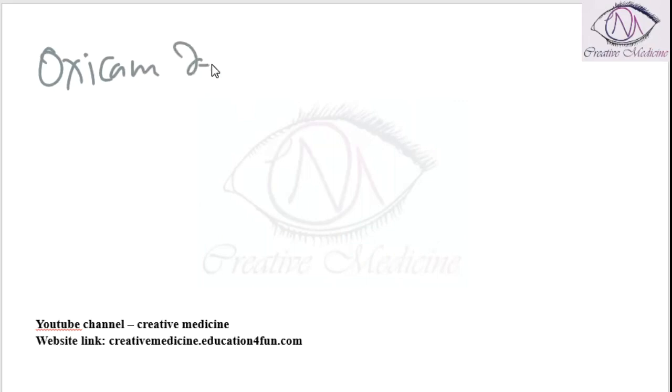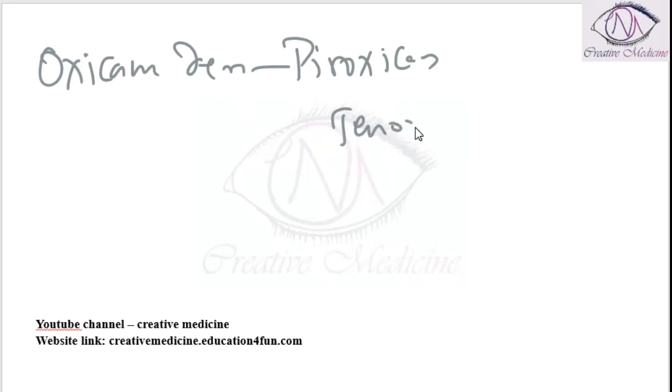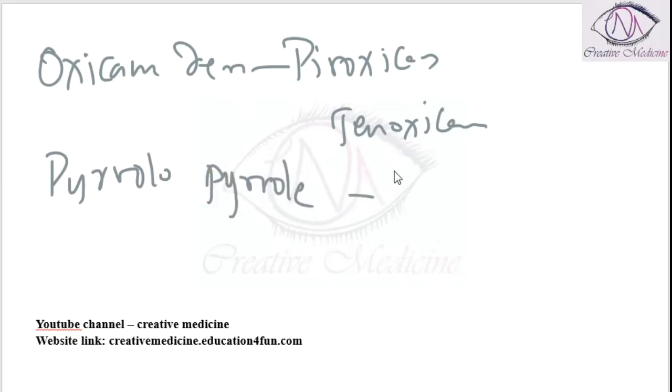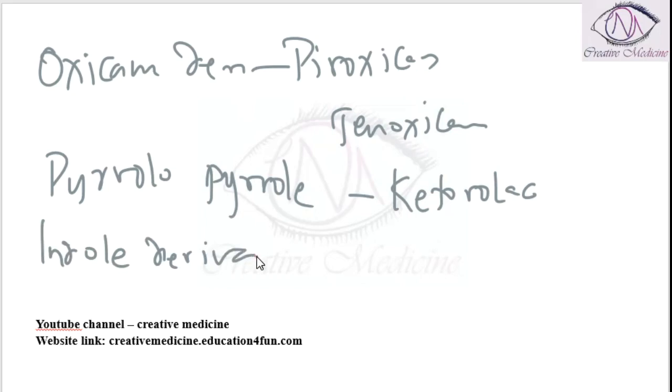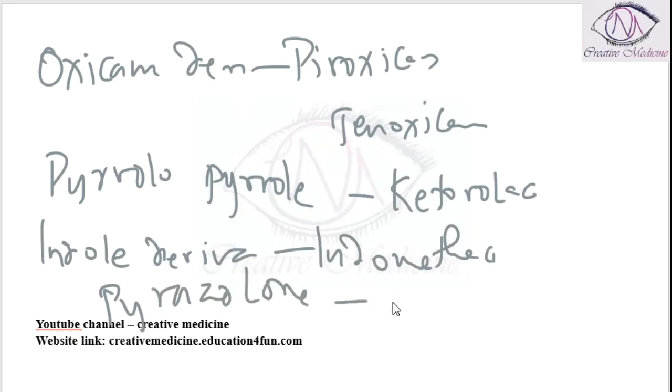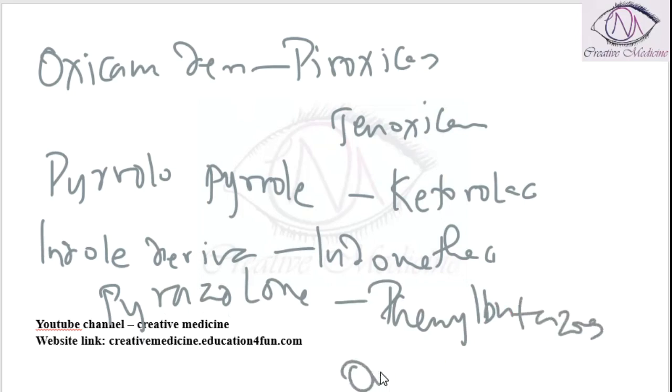Then we have oxicam derivatives. Oxicam derivatives are piroxicam and tenoxicam. Then we have pyrrolopyrrole derivatives. Pyrrolopyrrole derivatives are ketorolac. Then we have indole derivatives. Indole derivatives are indomethacin. Then we have pyrazolone derivatives, which are phenylbutazone and oxyphenbutazone.